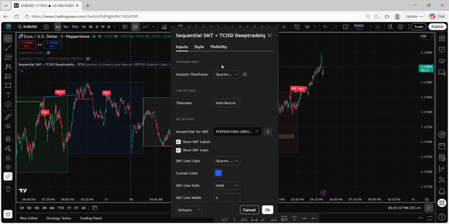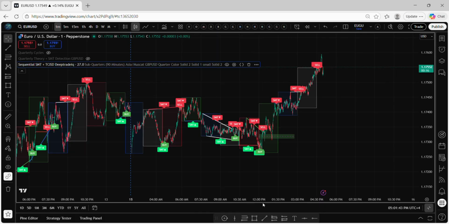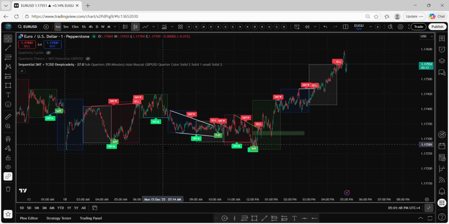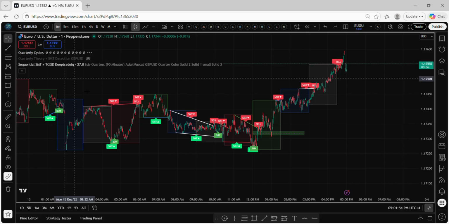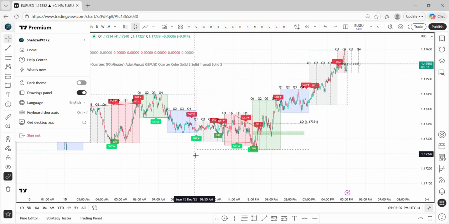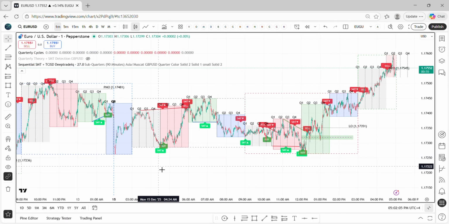Okay, moving to the next setting. What will we see when we check this sub quarter 90-minute? You see now boxes are divided into more boxes. So our first quarter, I use this indicator just for understanding and clearing some logics. Let me change.